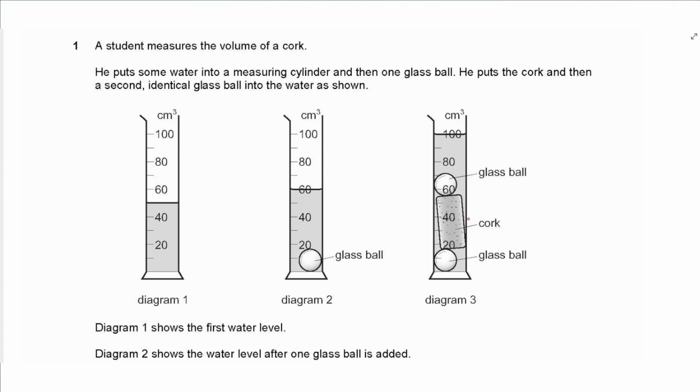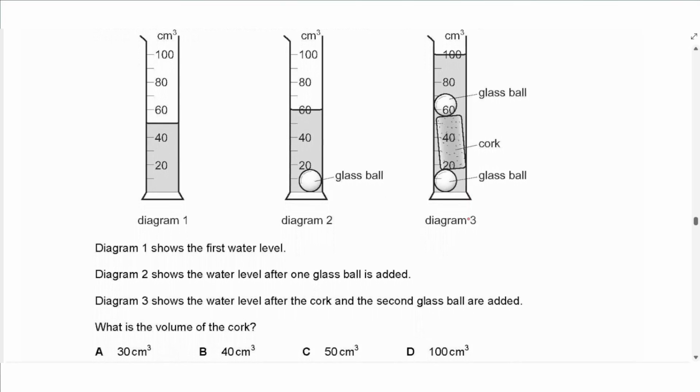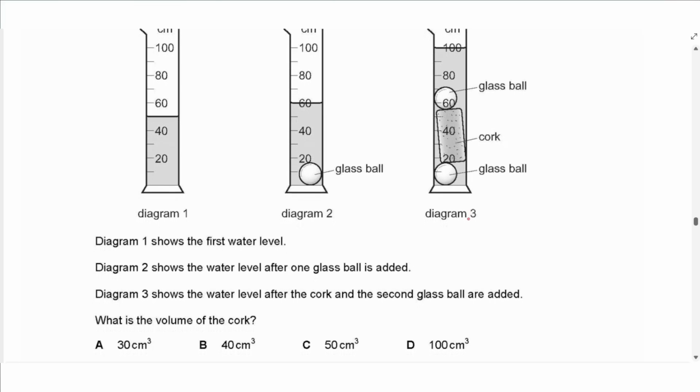He puts some water into a measuring cylinder and then one glass bowl. He puts the cork and then a second identical glass bowl into the water as shown. Diagram 1 shows the first water level. Diagram 2 shows the water level after one glass bowl is added. Diagram 3 shows the water level after the cork and the second glass bowl are added. What is the volume of the cork?